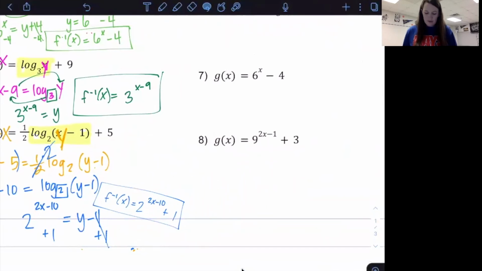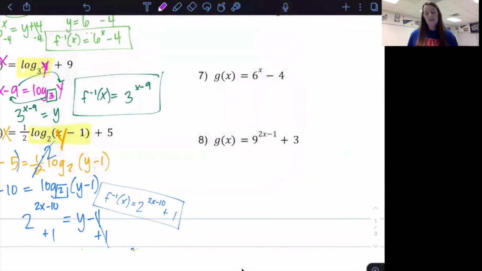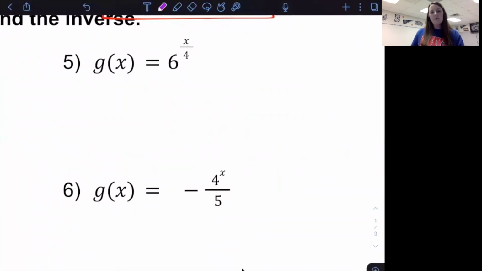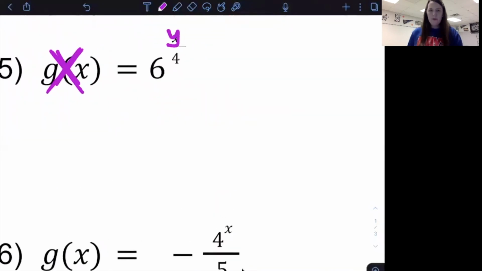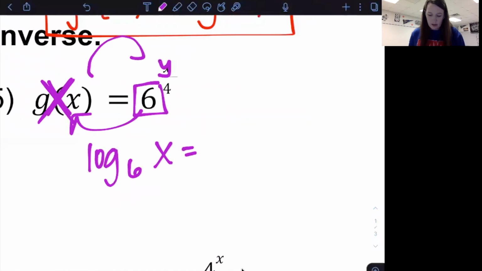So therefore, our inverse will be a logarithmic function. So tongue twister if you say it too fast. So here we've got g of x equals 6 to the x over 4 power. First thing I'm going to do, change this y to an x, x to a y. Our exponent is already isolated, so we're going to change it to log format. So I've got log base 6 of x equals, over here, y over 4.